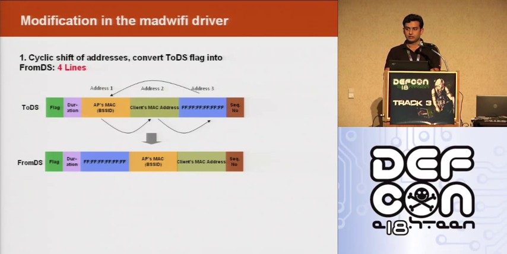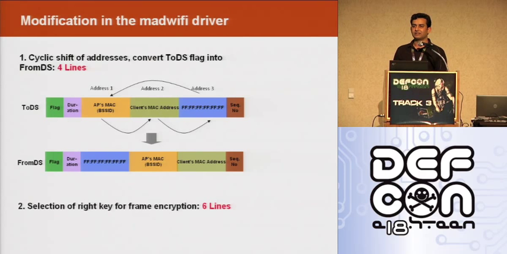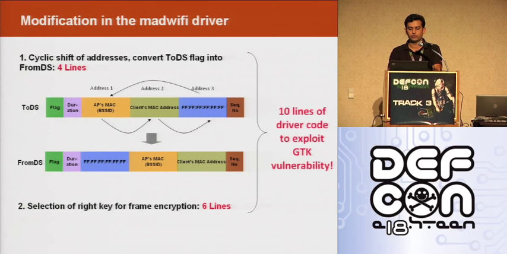And then you need to select the right key to encrypt that packet, because the client always uses unicast data traffic, so it always uses the unicast key. So 6 lines of code were added to choose the right key. It's just about selection, in which data structure what kind of keys are stored, right? So in just 10 lines of code, it was possible to exploit the GTK vulnerability.